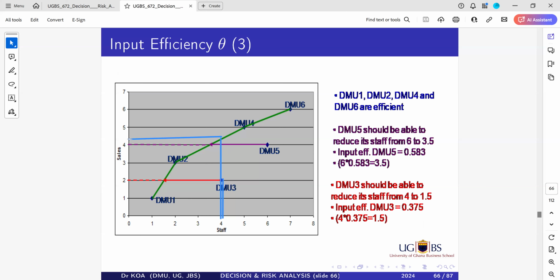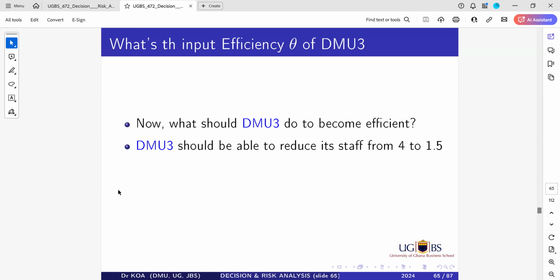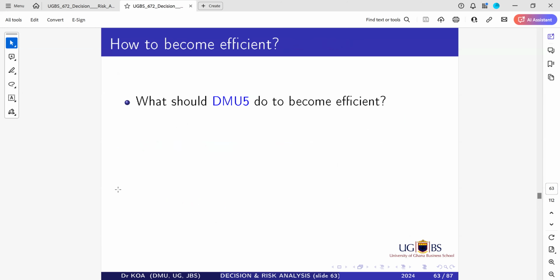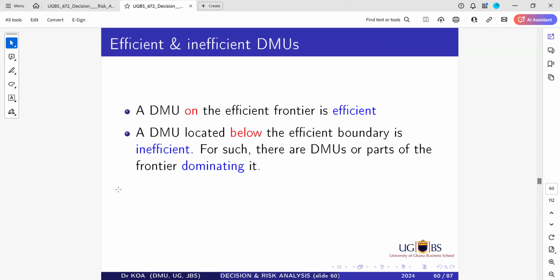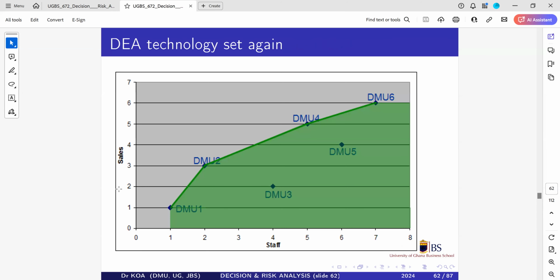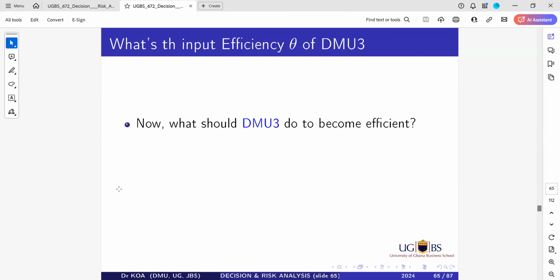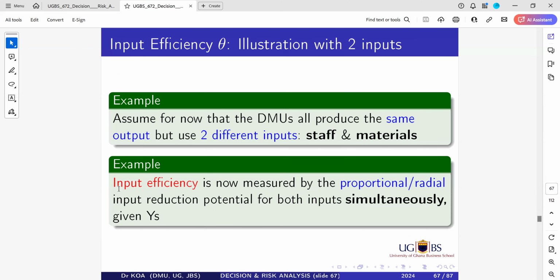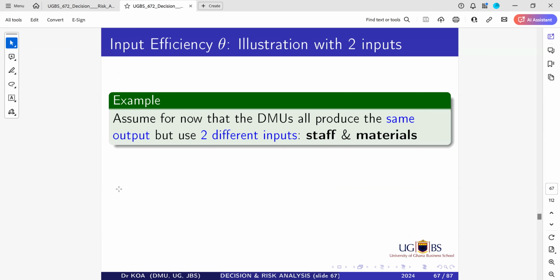Okay, is it 4 point something? So it's going to be, say, 4 point something, and then divided by the distance here, which is 2. Now, you would therefore realize that the output-oriented efficiency, if the firm is inefficient, the value becomes what? Greater than 1. Why? Because, and we said this before, you are measuring the distance in that proportion.